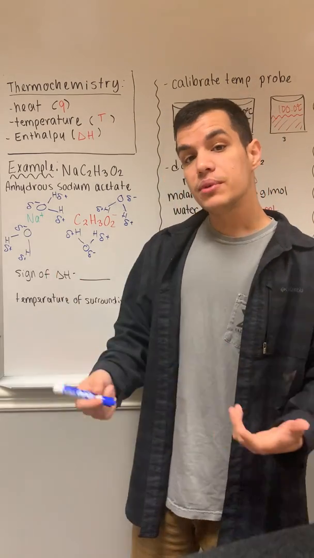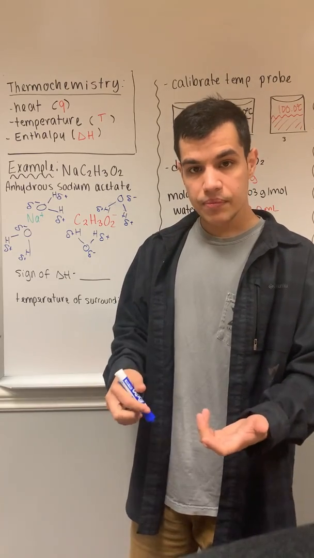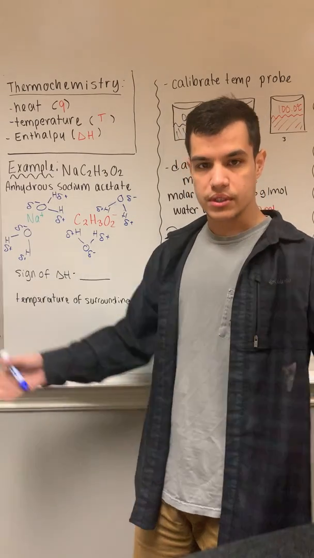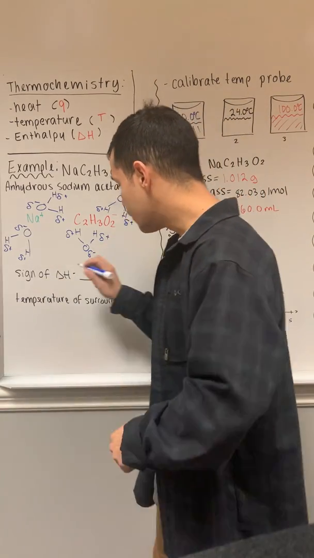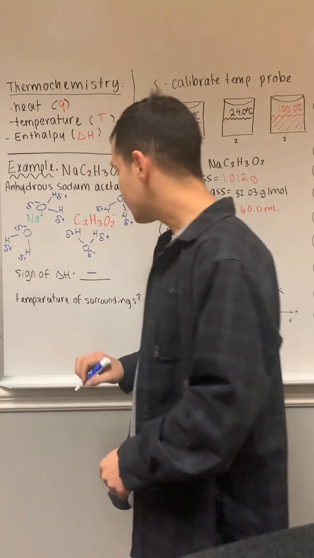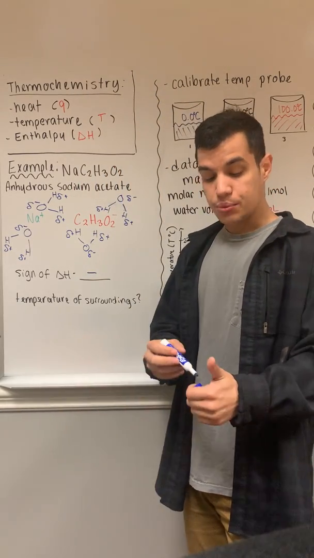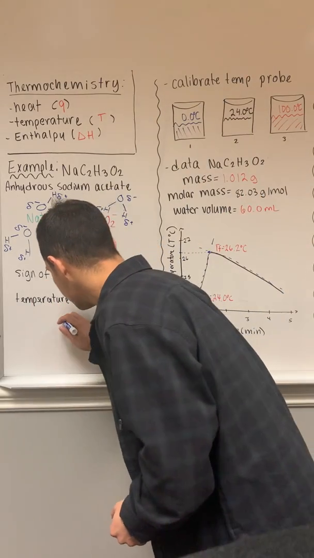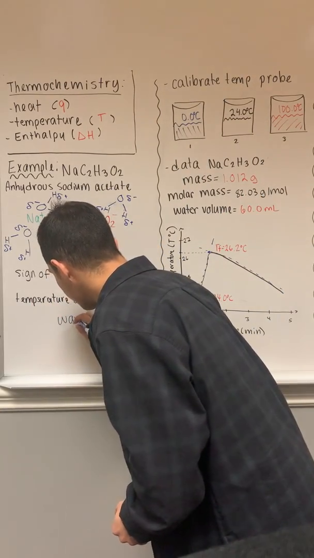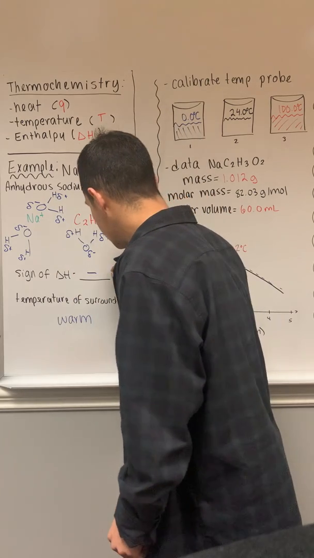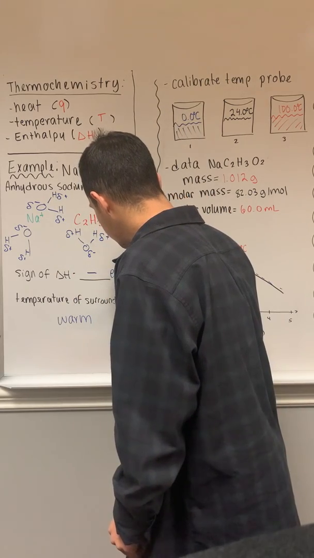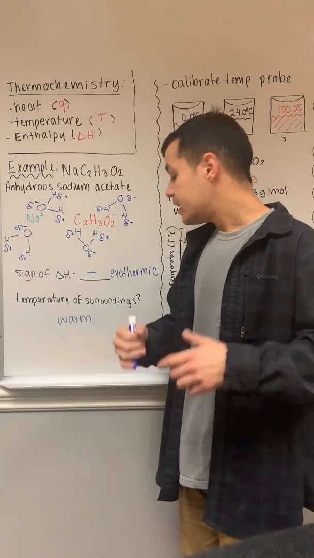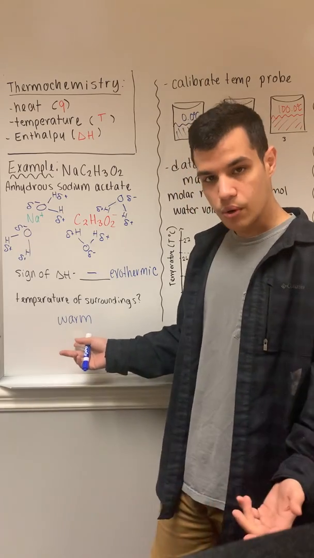So when something's releasing heat, that means that the enthalpy is negative, because it's releasing heat from the system to the surroundings, right? So the sign of my delta H would be negative because it's becoming warm. It's releasing heat, and the temperature of the surroundings is warm. And when that happens, that's called an exothermic reaction. Exothermic just means that it's releasing heat, and that's why it's becoming warm.